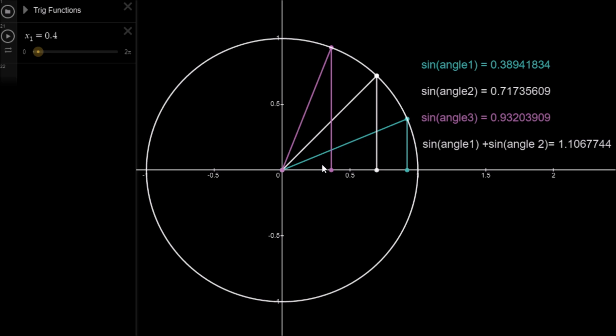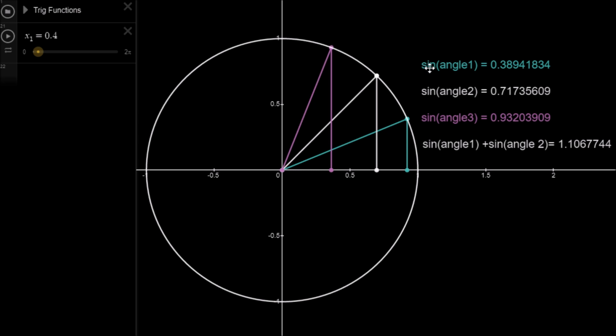So we can say that's angle 1. We have the white triangle here, which generates a second angle, which is angle 2. And finally we have the pink triangle, which generates a third angle, which we can call angle 3. Now, I've set this simulation up so that the angle 1 plus the angle 2 is equal to the angle 3. So if we add up the blue angle and the white angle, we should get the pink angle.